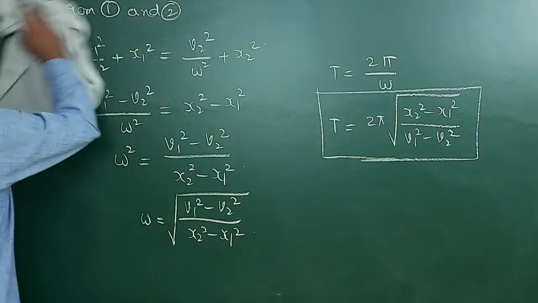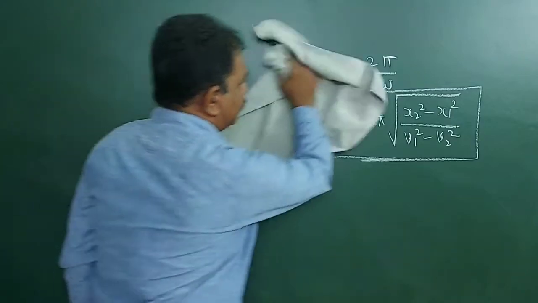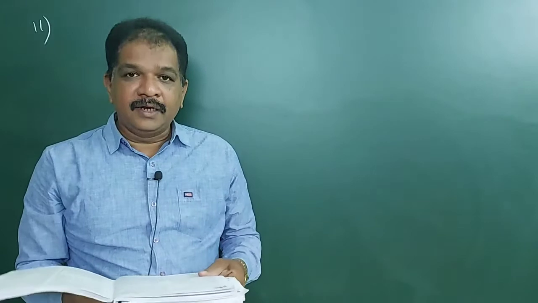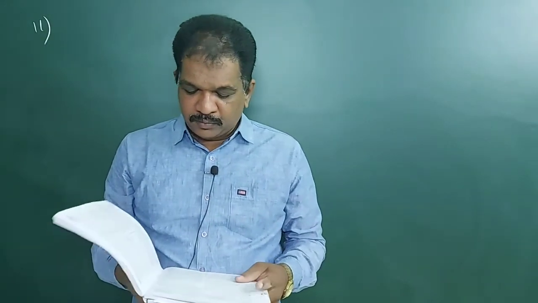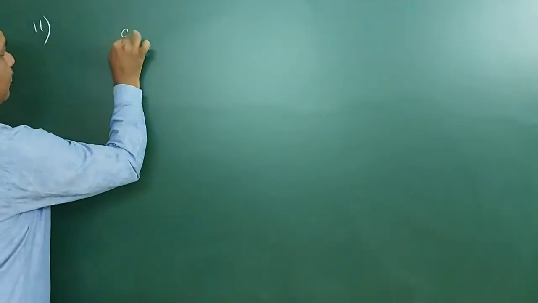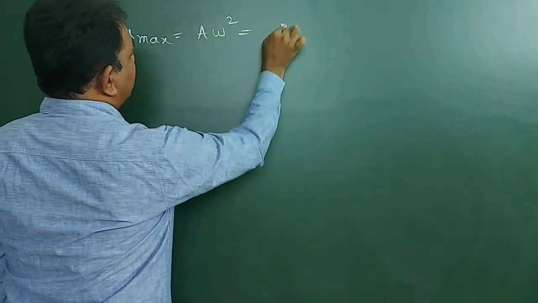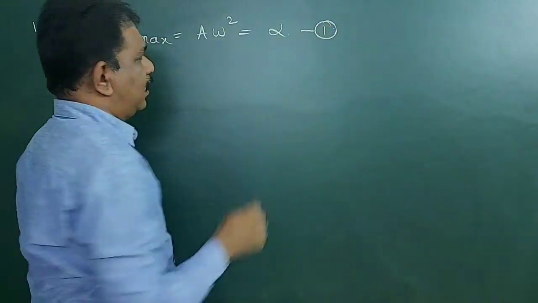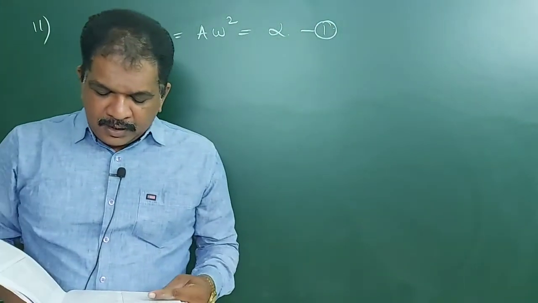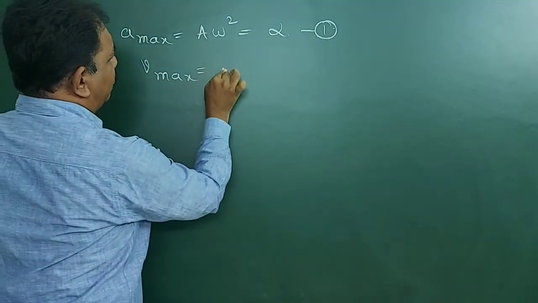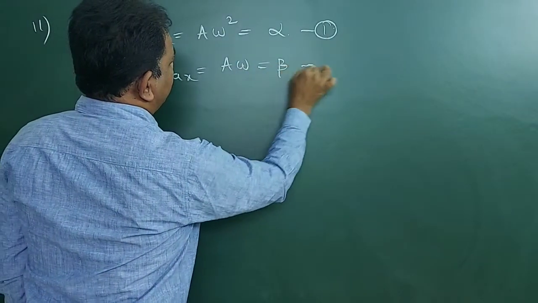Next, see the 11th question. What they are asking: a particle executing simple harmonic motion. Maximum acceleration, the formula is a omega square, they gave it as alpha. And maximum velocity, the formula is a omega, they gave it as beta.